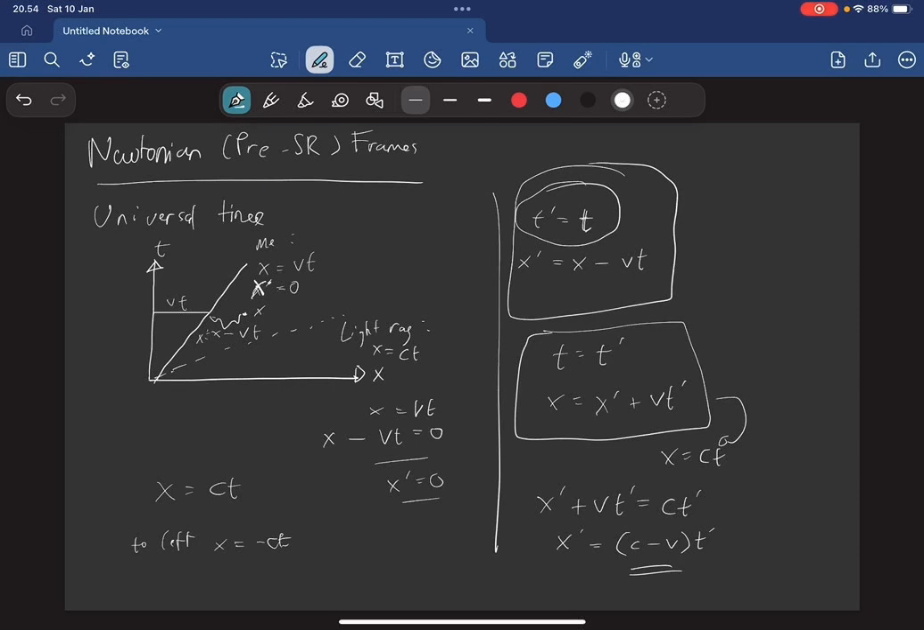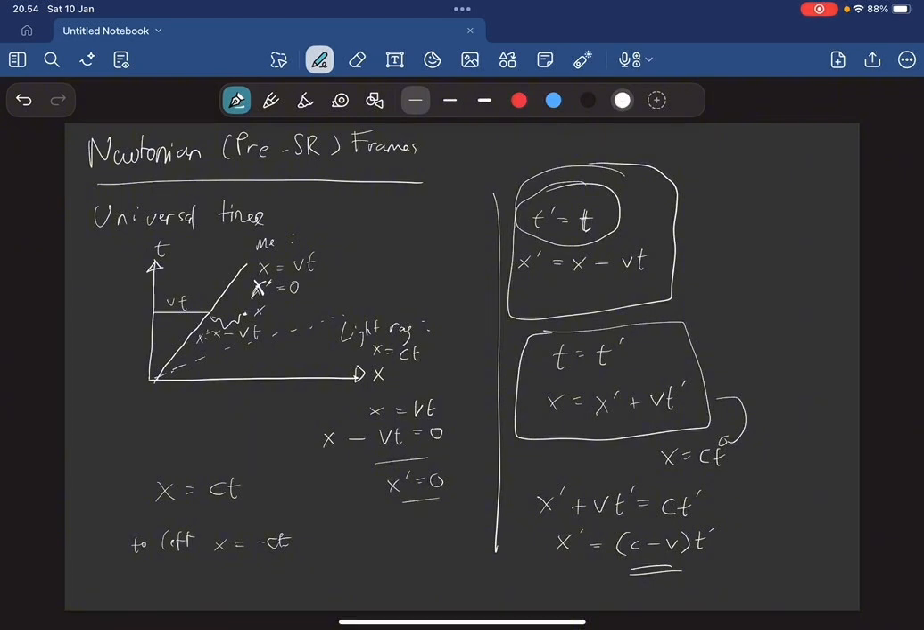Now this spells trouble for Einstein's new law, the law that all light rays move with the same speed c in every inertial reference frame. If Einstein is correct, then something is seriously wrong. Einstein and Newton cannot both be right. The speed of light cannot be universal if there is a universal time that all observers agree on.